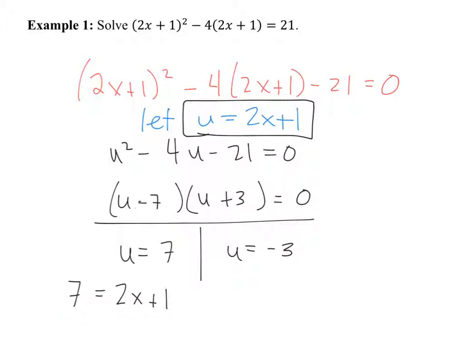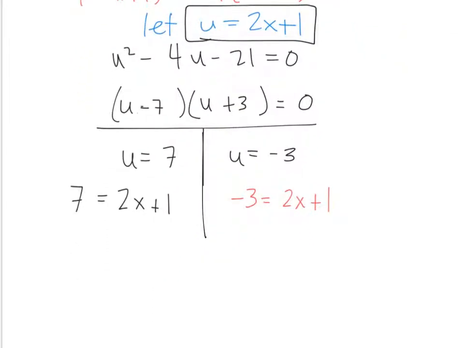Now on the right-hand side, I'm going to have negative 3 equals 2x plus 1. But in both statements, I'm realizing that I'm solving for u and setting it equal to the let statement. Okay, so then go ahead and solve for x. On the left-hand side, I'll subtract 1 and divide by 2 to give me a 3. Okay, subtract 1, divide by 2. Over here, subtract 1, divide by 2, gives me negative 2.